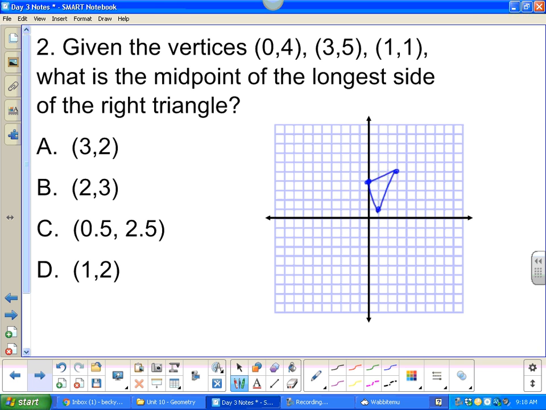Now you have to find your right angle, and the hypotenuse is opposite. So we're talking about this one. I want the midpoint. So I need this guy, which was 3, 5, and this guy, which was 1, 1. So the midpoint, add in half. So 3 plus 1 is 4, half that would be 2. And 5 plus 1 is 6, half that would be 3. So 2, 3.